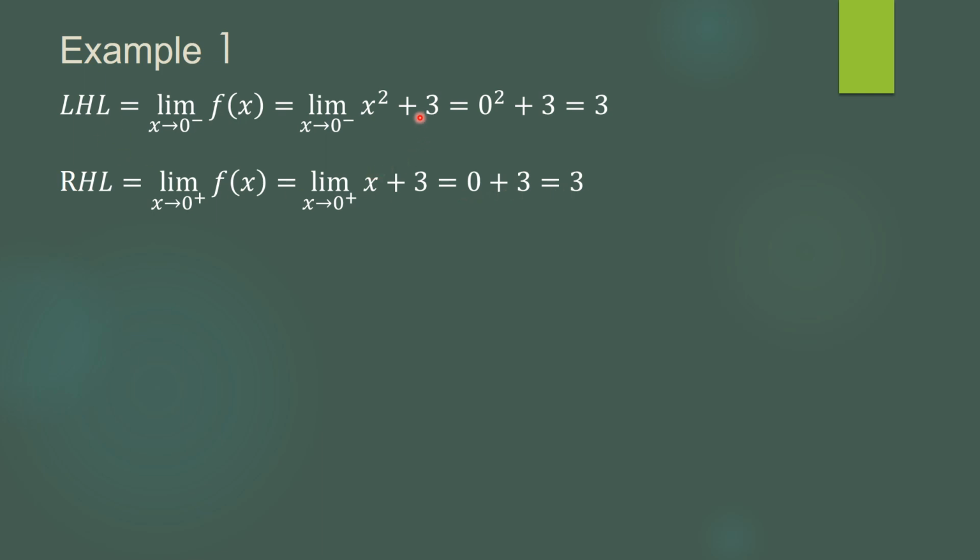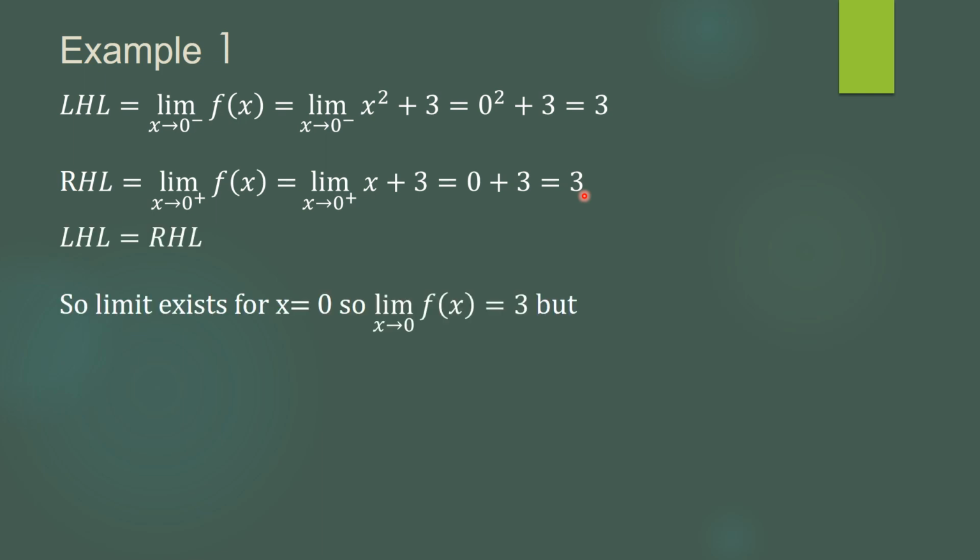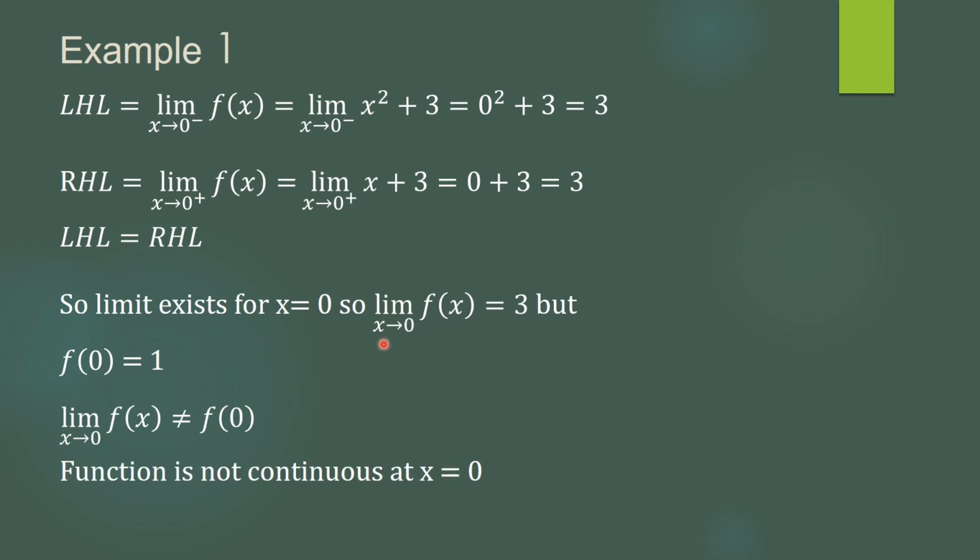So though the functions were different, here it was x square plus 3, here it was x plus 3, we get the left and right hand limits are equal. And so we can say that the limit exists for this, and the value of the limit is 3. But in the given question, f of 0 was given as 1, which is not equal to the limit value, and that implies the function is not continuous at x is equal to 0.